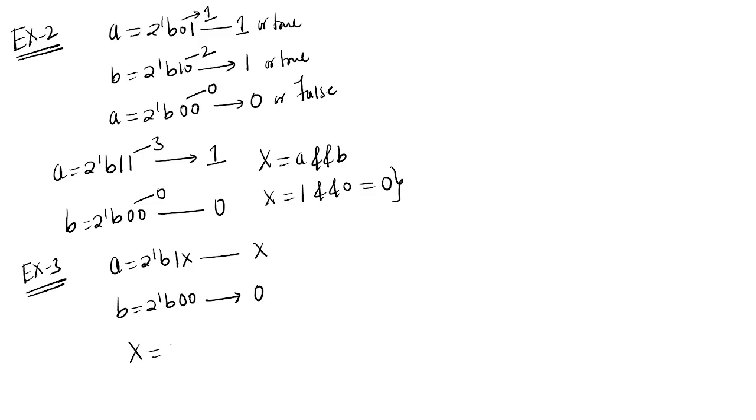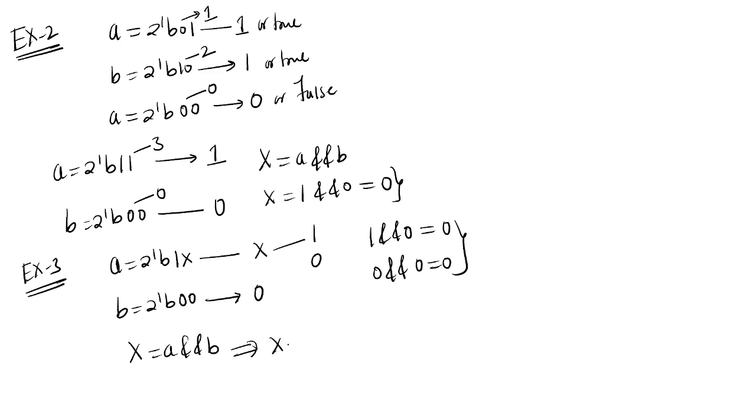So X equal to what? A logical AND of B. If you see this one, this may be either 1 and 0. So 1 logical AND of 0 means you are getting 0, and 0 logical AND of 0, you are getting 0 only. So that means here you are getting X equal to 0.